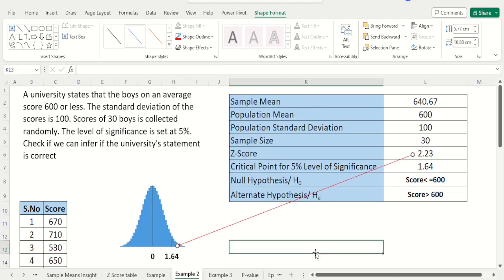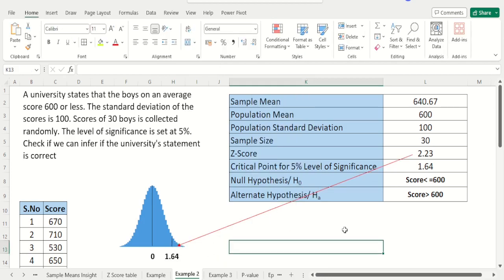It falls somewhere on the right side of 1.64. In other words, the sample is so extreme that we have trouble believing the starting notion, the null hypothesis, that the score is actually less than or equal to 600. In this case, you will see clearly that the z-score lies in the region of rejection.